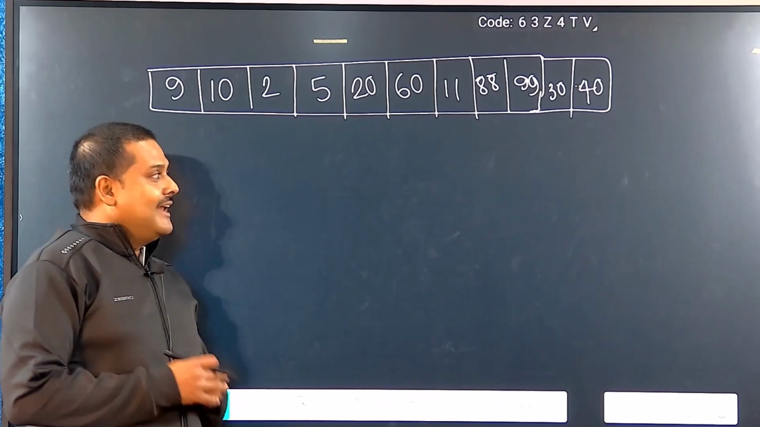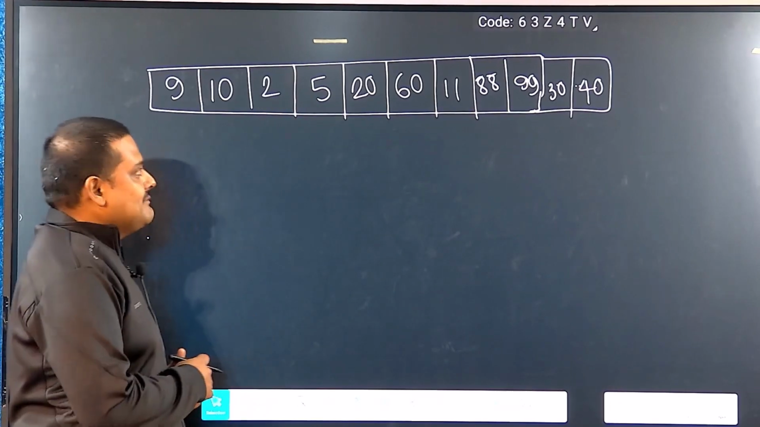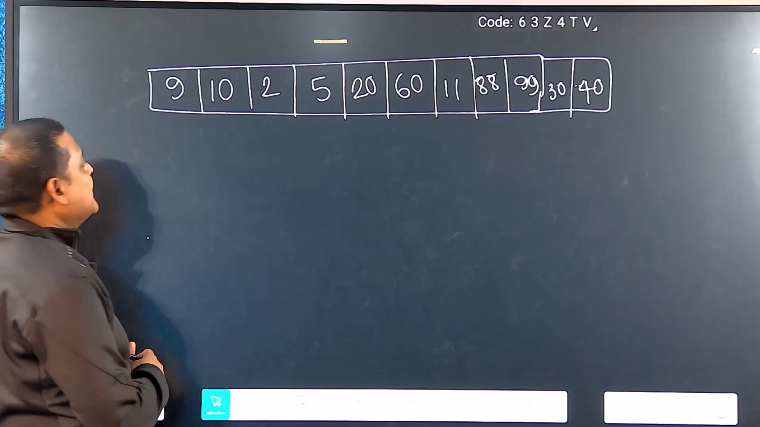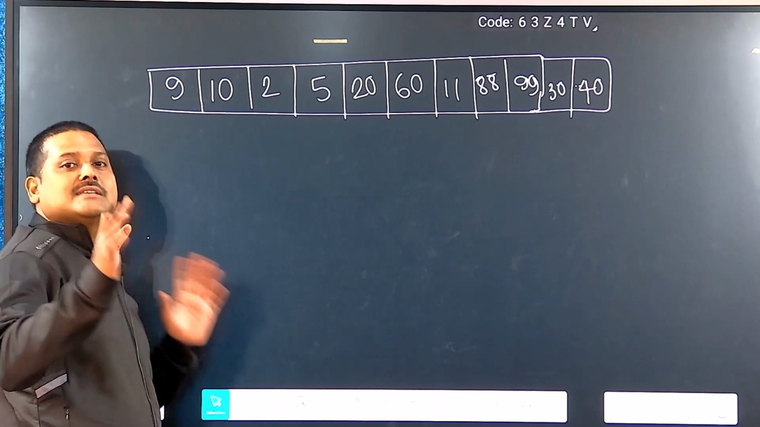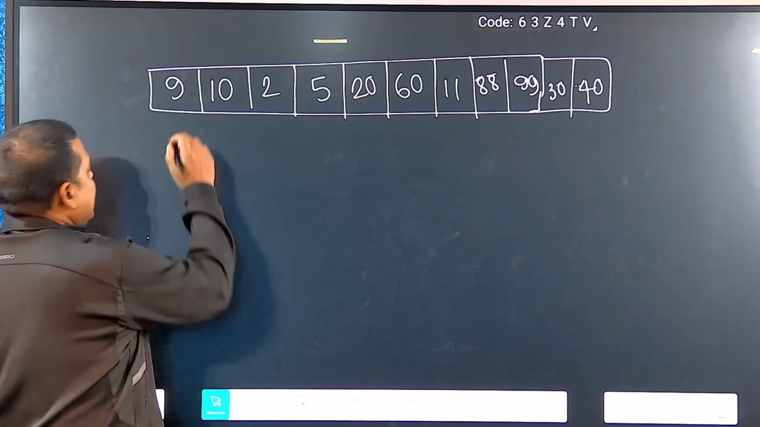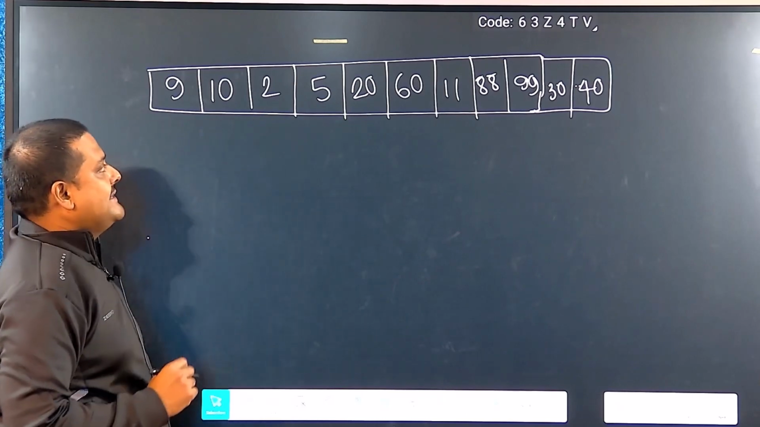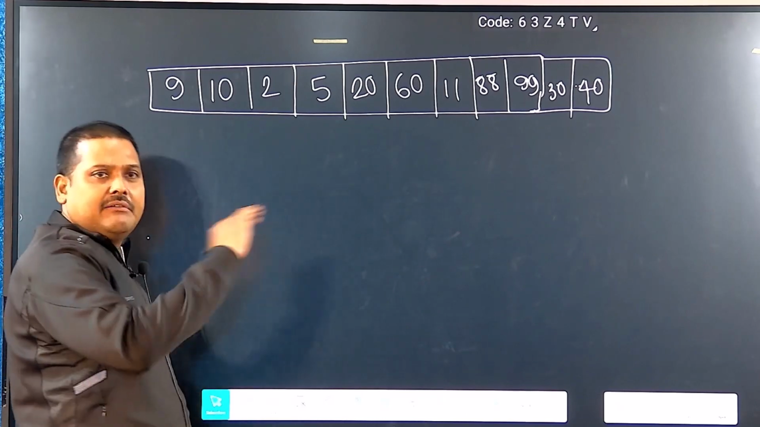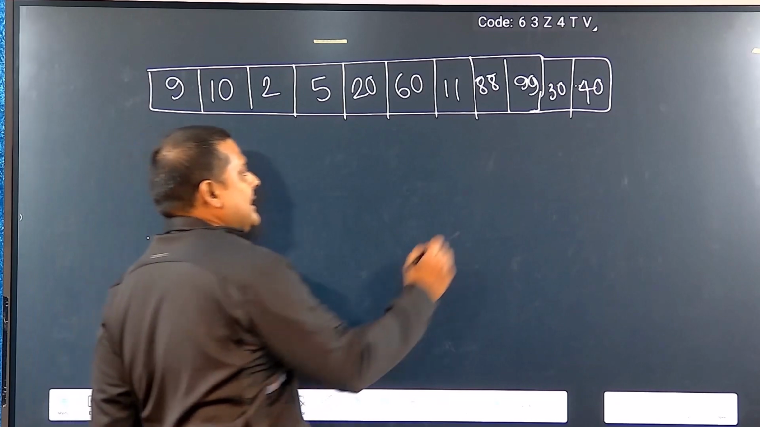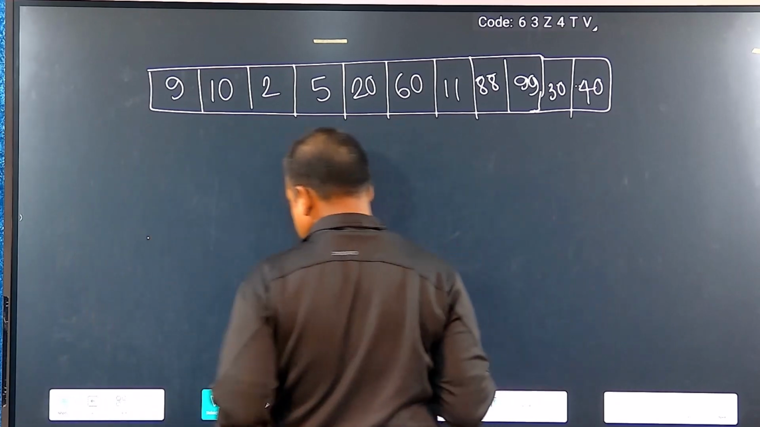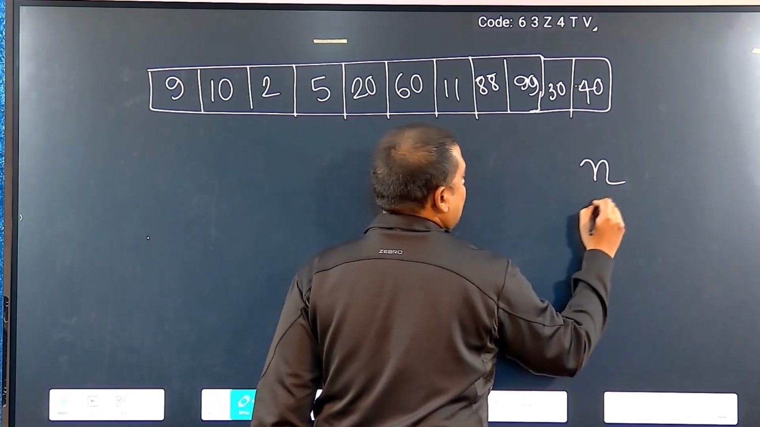Hello, let us have a look. We have some elements, and these elements are stored in an array or in some memory place. 9, 10, 2, 5, 20, 60, 11, 80, whatever elements are there. Say, for example, there are n number of elements.